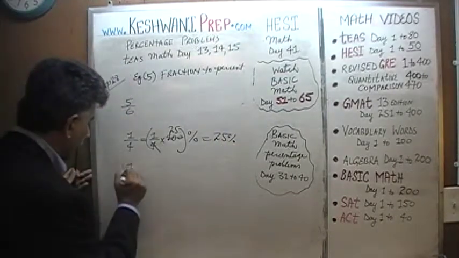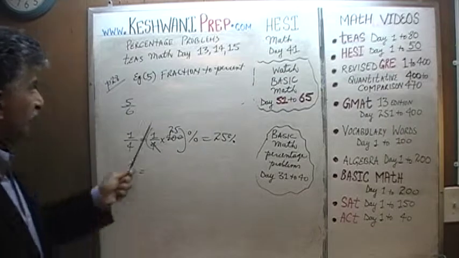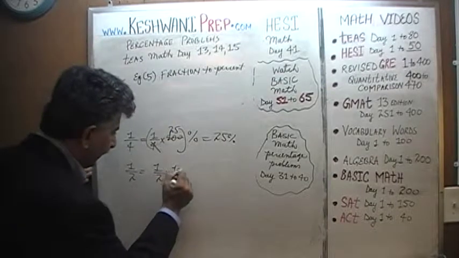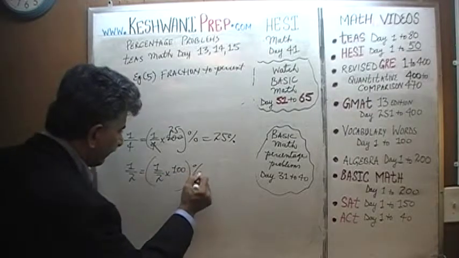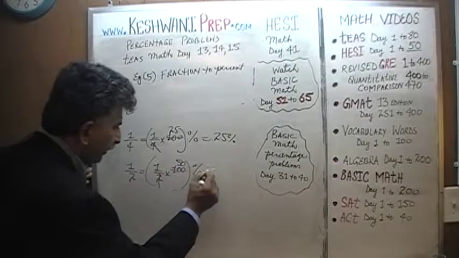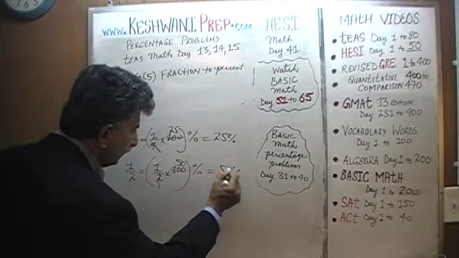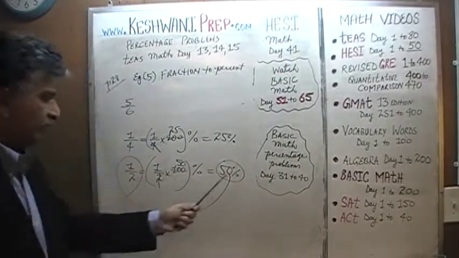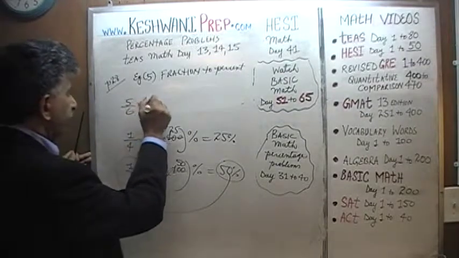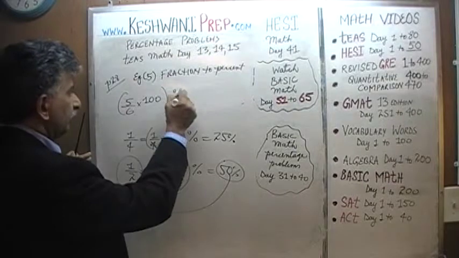Similarly, if we had one half, and you're being asked to convert that fraction to a percent, we would take our 1/2, multiply by 100, and that's how much percentage you have. And of course, 2 will cancel out with 100, becomes 50. Everybody knows that half is the same as 50%. The same thing we have to do here. Multiply it by 100, and it becomes percent.